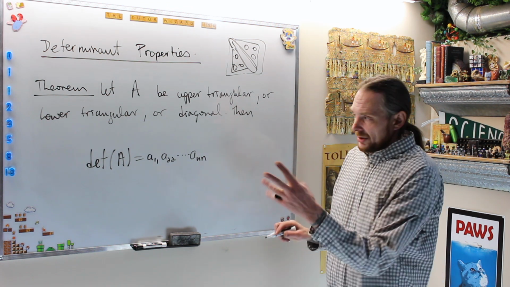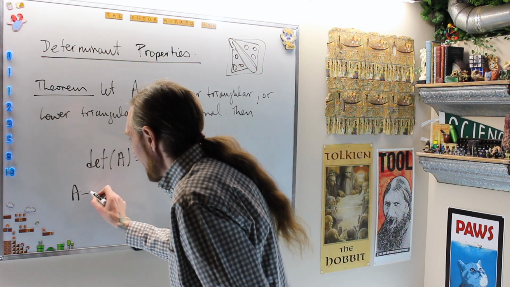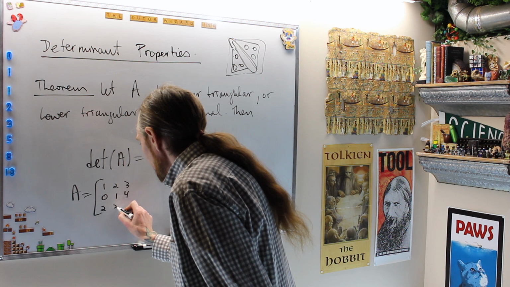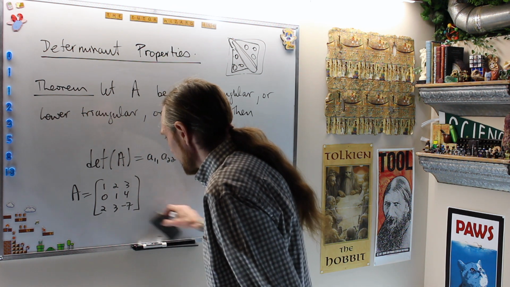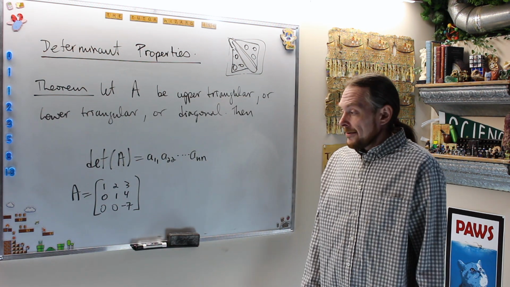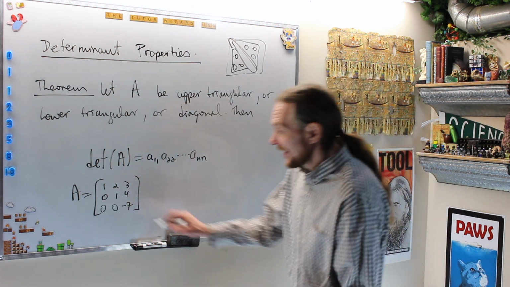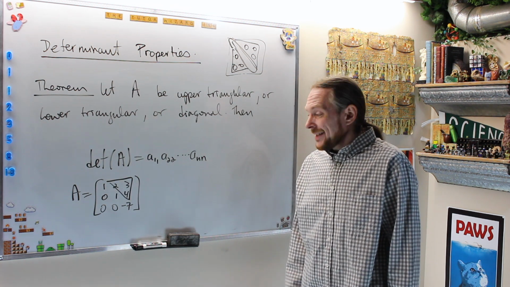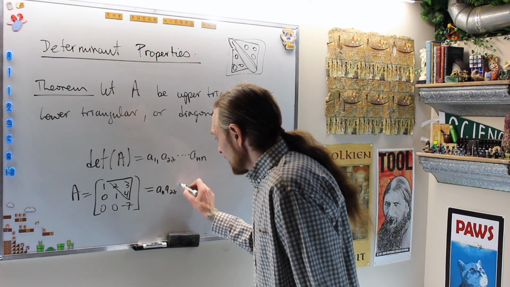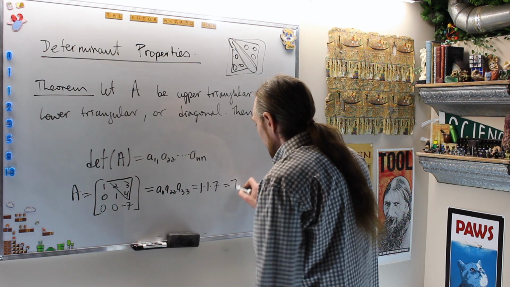Let's do a quick example of that to show you exactly what they mean by this in the theorem. Let's do it right below. Let A equal 1, 2, 3, 0, 1, 4, 2, 3, negative 7. That's not what I wanted. Let's do this. The other one we would have to change using the properties. So I check, it is upper triangular. And what that says is, it claims that the determinant is just equal to A11, A22, A33, which is equal to 1 times 7. So the determinant is 7.